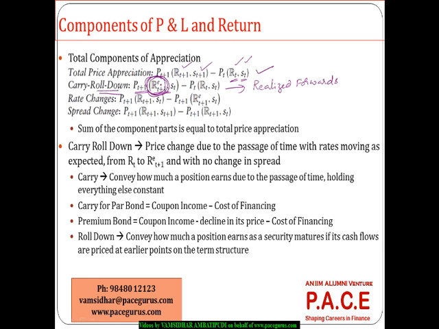So assuming that at time t plus 1, the term structure is going to be this number, I am finding out what is the price that is coming out. What is the difference in the price? That part I am associating with carry roll down.